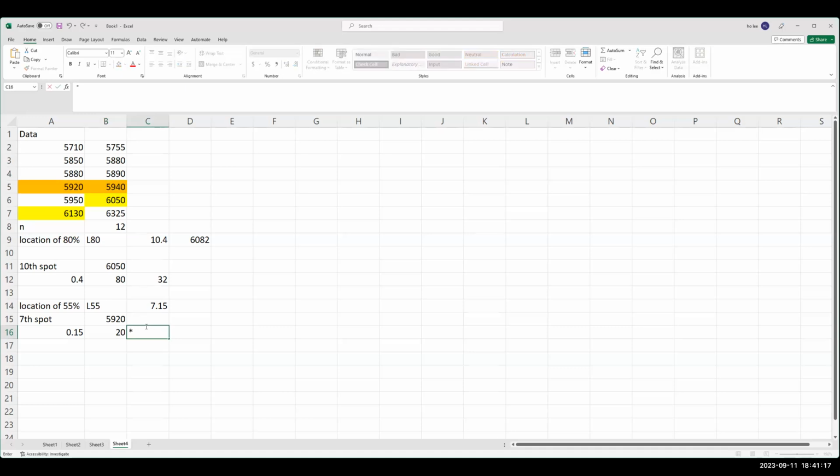And then we have to multiply the distance times 0.15, which is 3. So the 7.15 spot is equal to the 7th spot plus 3, which is that number right there. The location of the 55th percentile is 7.15, and the value is 5923. Again, the location of the 80th percentile is 10.4, and the value is 6082. All right, let's move on.